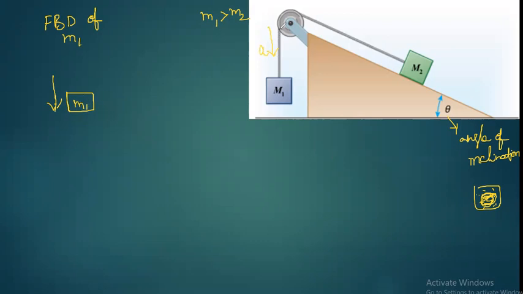Now, what about the tension? Because here there should be a thread, right? So tension always acts away from the point of contact. So which is the point of contact? This is our point of contact, right? So tension acts like this. So can I put it like this? Yes, correct. Very good. This is tension. This is acceleration.